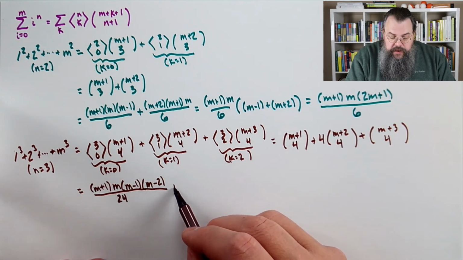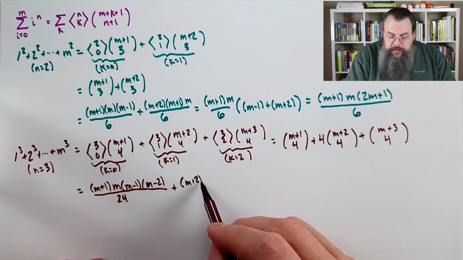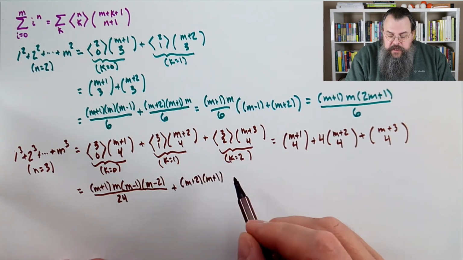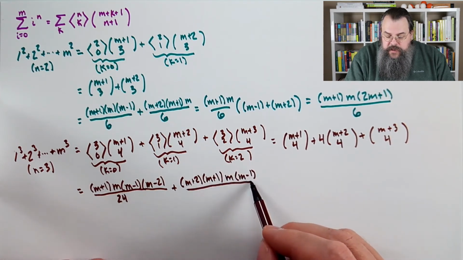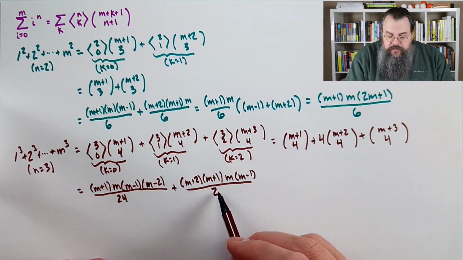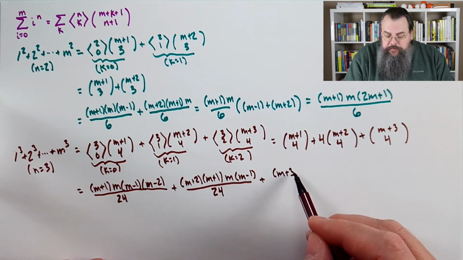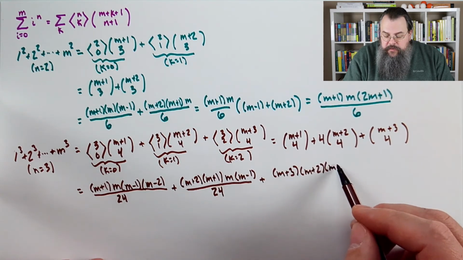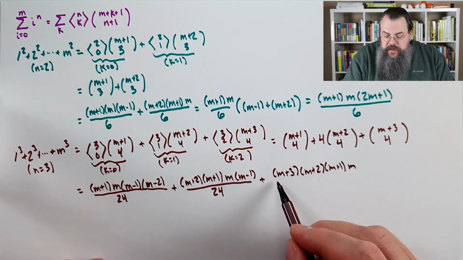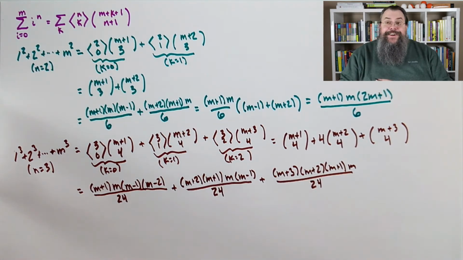All right, plus. Here, a similar thing, m plus 2. And then we're going to have m plus 1. And then we're going to have m. And then we're going to have m minus 1. 4 terms starting with m plus 2. Downstairs, 4 factorial, 24. And the last one, m plus 3, m plus 2, m plus 1, m, downstairs 4 factorial, 24. All right, good.